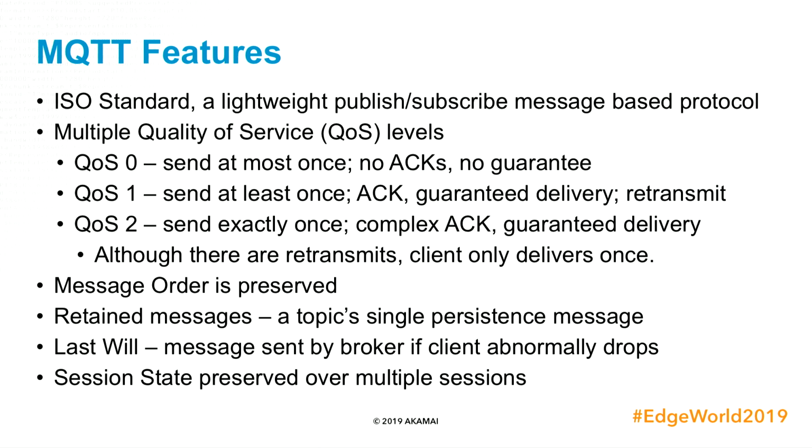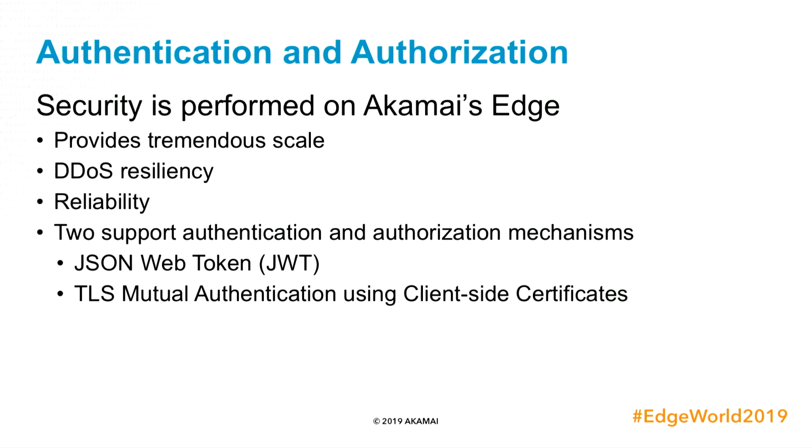Retained messages we talked about, those are messages that live forever. Last will is cool. So clients can publish a message that says, if I go offline, send this message out to all of my subscribers. So if I'm dead or inoperative, make sure that they get this message, which might point them to another service, for example. And as I mentioned, it's a stateful service, and we deliver it in a stateful way.